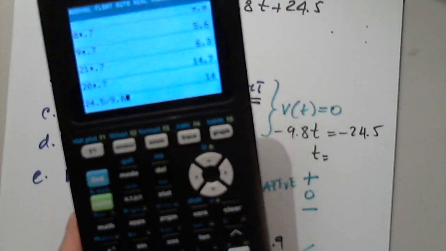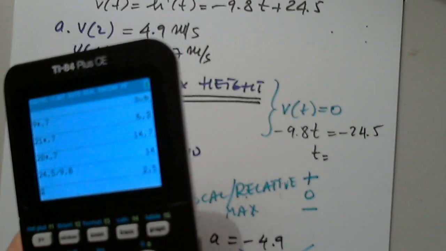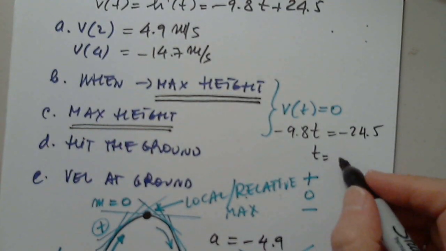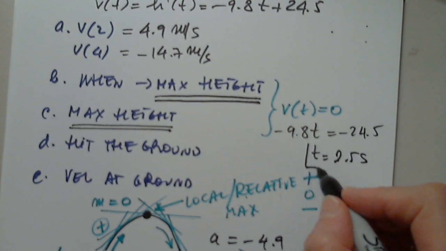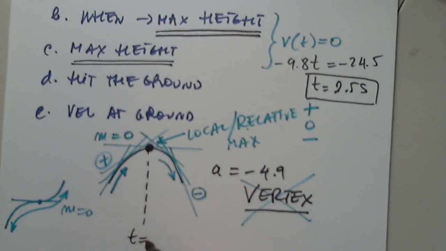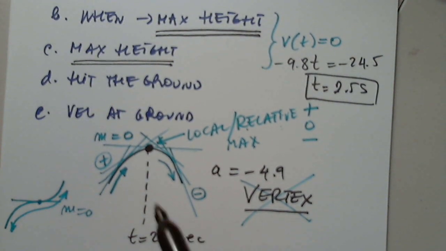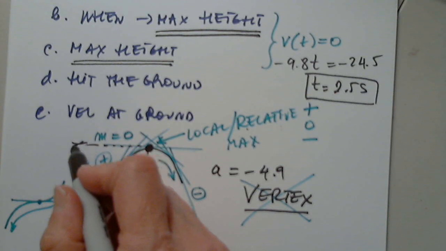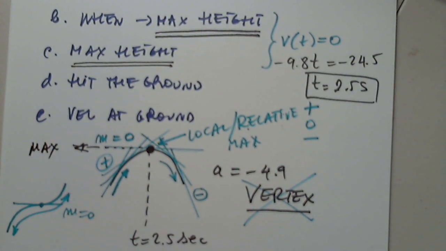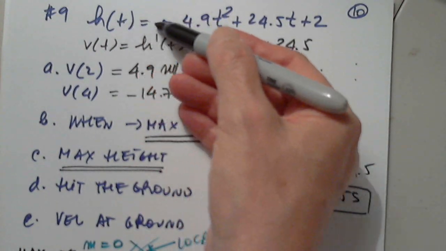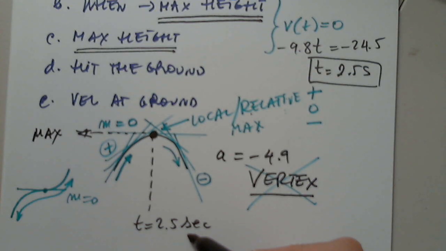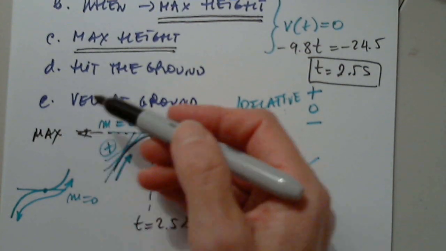24.5 divided by 9.8 is 2.5. So that is the time, 2.5 seconds. In other words, this is t equals 2.5 seconds. And this will be the max height. I have to plug 2.5 seconds into the function to find the maximum height.